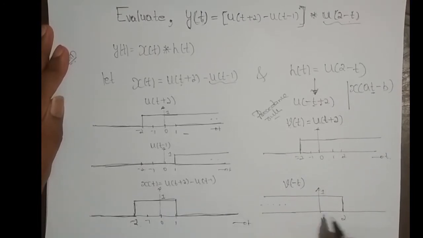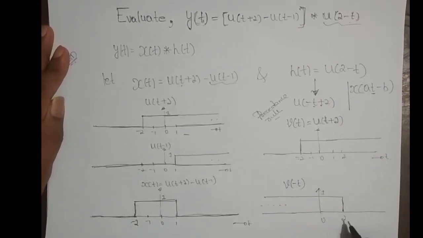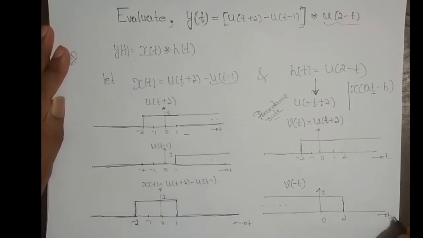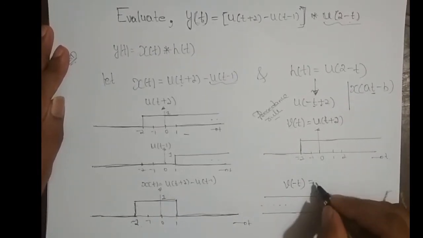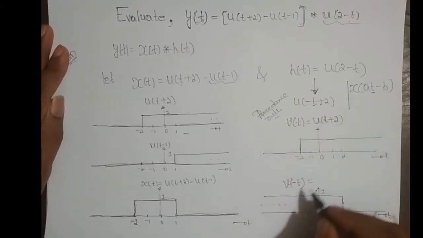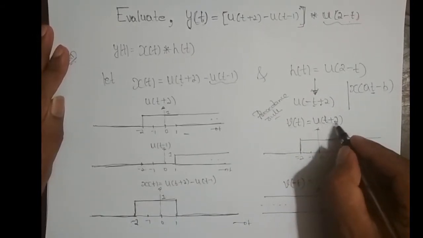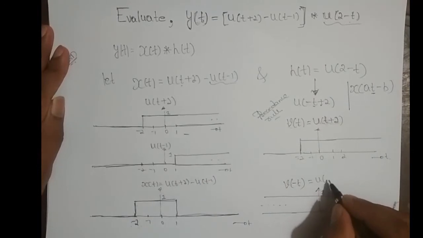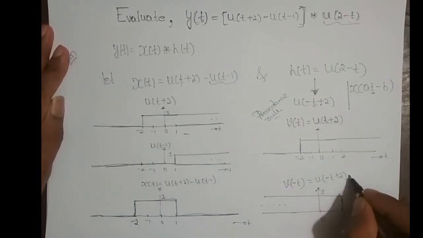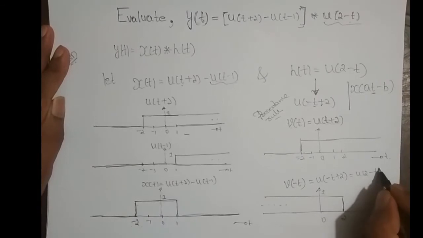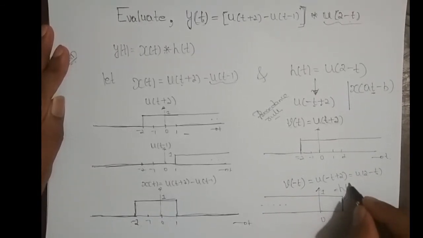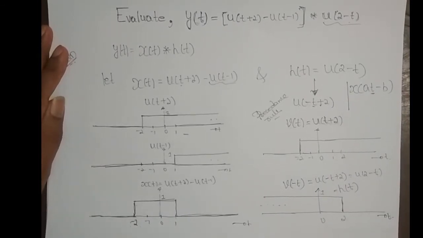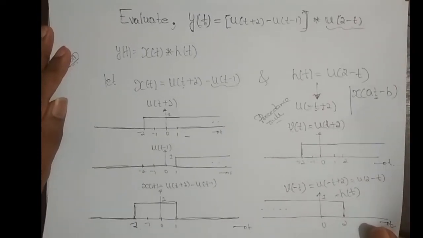It is starting from minus infinity and ends at 2. So this is t. And what is this actually? If v of t is u of t plus 2, what is v of minus t? In this right hand side equation, replace t by minus t, right? Which is nothing but u of minus t plus 2. And what is this? u of 2 minus t. And what is the signal? It is nothing but h of t, right? Okay. So we got x of t, we got h of t, right? So we'll plot it separately.